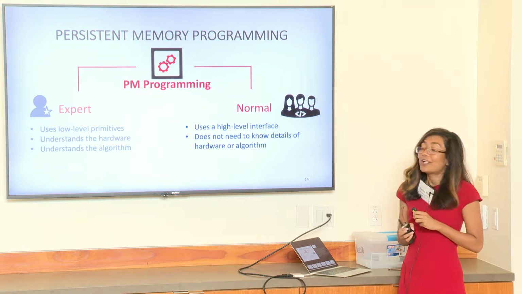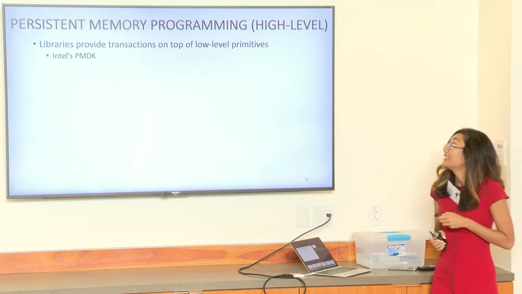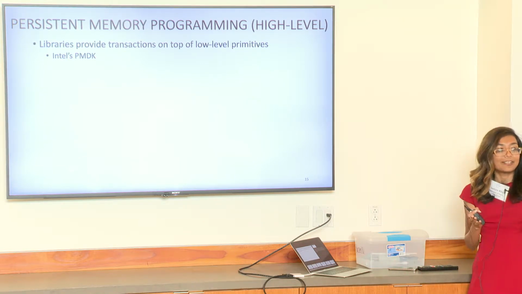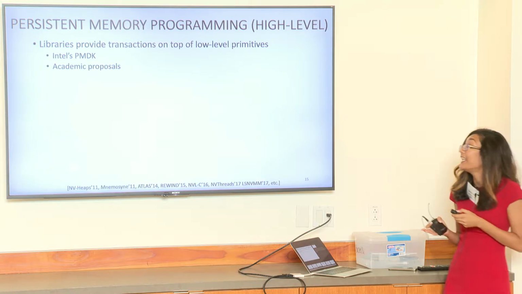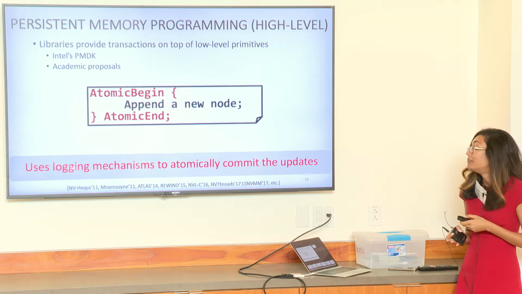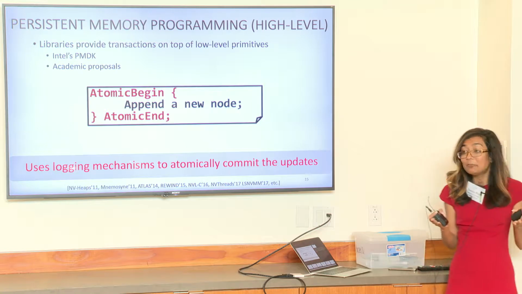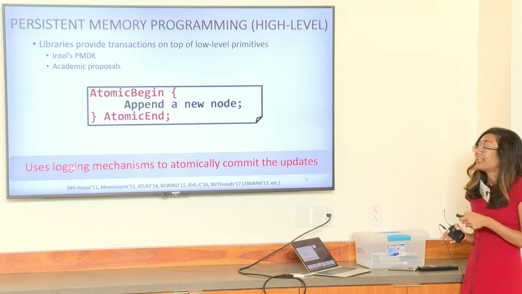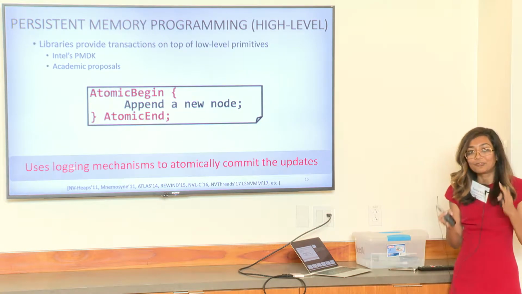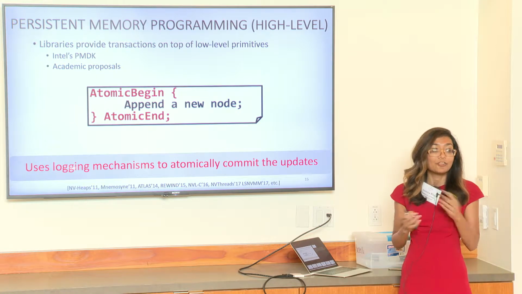So let's see what happens if someone is using the high-level interface. When I say high-level interface, it's more like a transactional library that Intel has provided through PMDK. There are some more libraries available, but at the end, the backend mechanism is very similar. There is an atomic region where we have some sort of logging, redo or undo logging, which will make sure the updates are committed atomically.